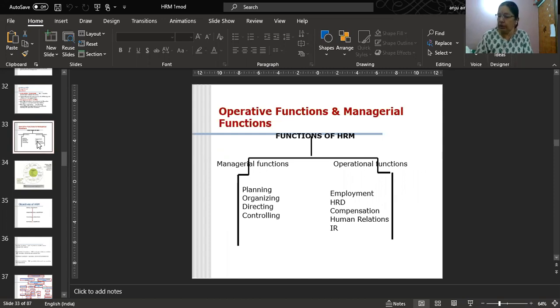The managerial functions are planning, organizing, directing and controlling the human resource. So motivating them, directing them, controlling them. Operative functions are employment, HRD, human resource development, fair compensation of employees, good relations between management and employees, and industrial relations also. Good industrial relations with other industries, other companies. So these are the functions of HRM.